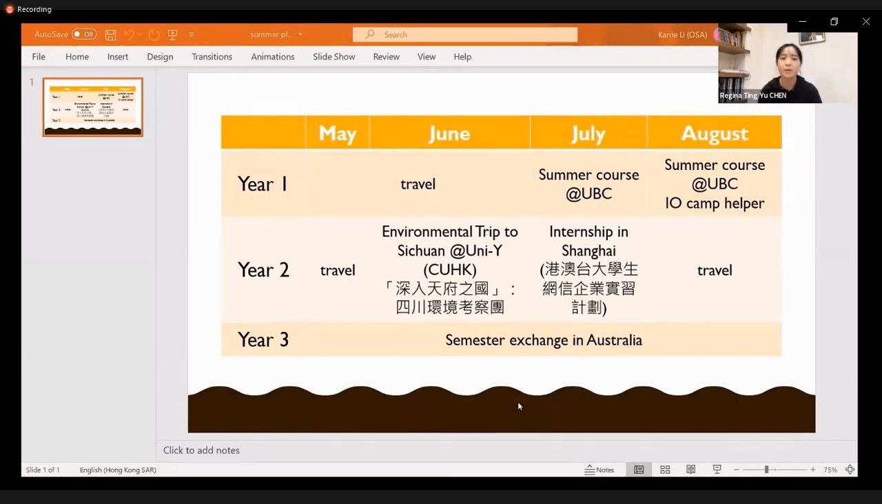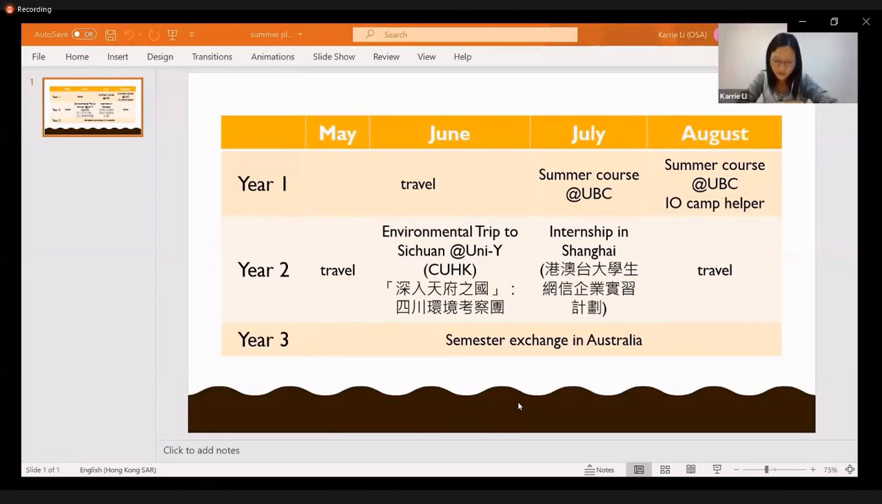For example, for year one, I didn't feel like doing an internship, so I went for a summer course and travel. And for year two, I felt I needed to gain some working experience, so I chose to do an internship. And for the general advice that I would give to you all is that maybe you can list out all the activities you are interested in, pay attention to the time, and start planning.